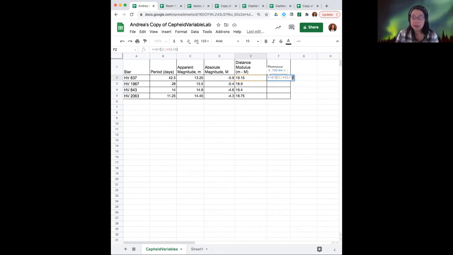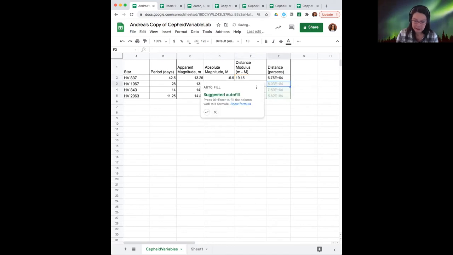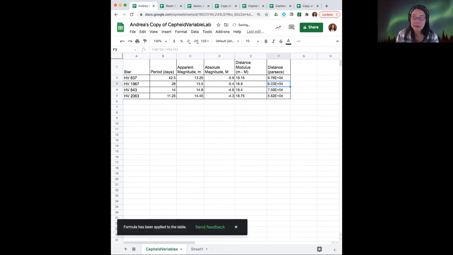So the parentheses here are really important. You want to explicitly tell Google Sheets what to do first in parentheses, and then what to do next in the next parentheses. And then all of that is in your exponent. So now I'll go ahead and click enter now that my formula looks correct. And again, super handy, it calculates the result for all of my rows.